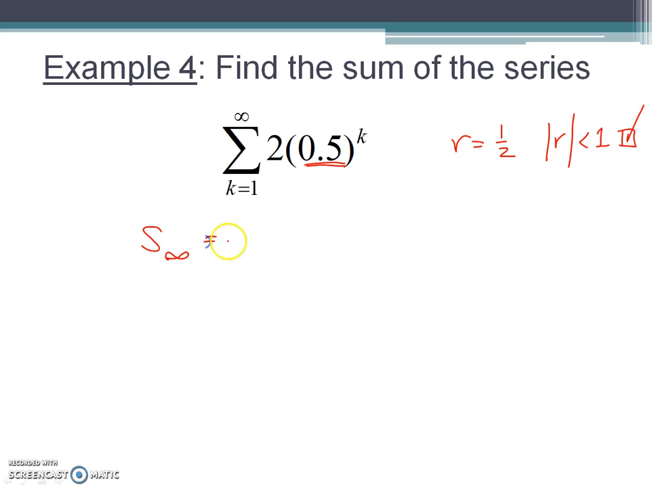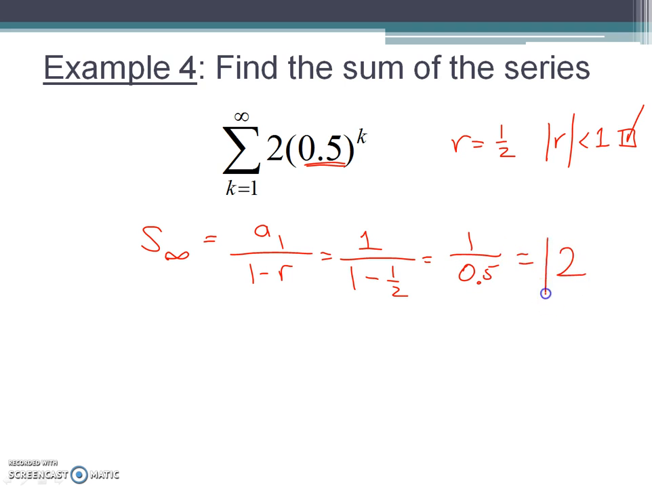S sub infinity equals a sub 1 over 1 minus r, pretty straightforward. The first term of the sequence, plugging in k equals 1, 2 times 1/2 to the first power is just simply 1. R itself is 1/2 or 0.5. Doesn't really matter which way you write it. But any way you look at it, 1 minus 1/2 is 1/2.